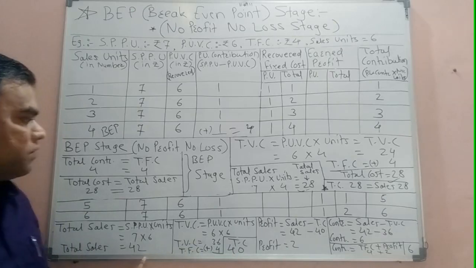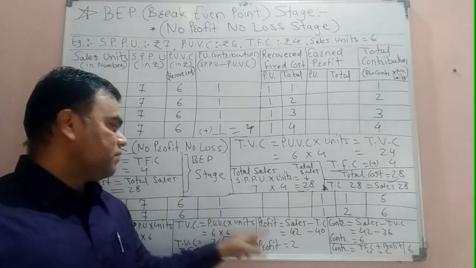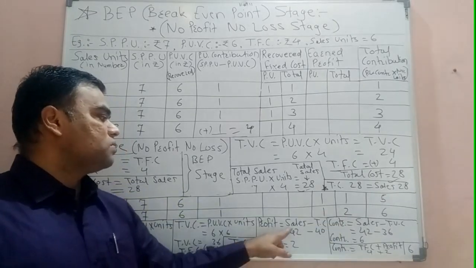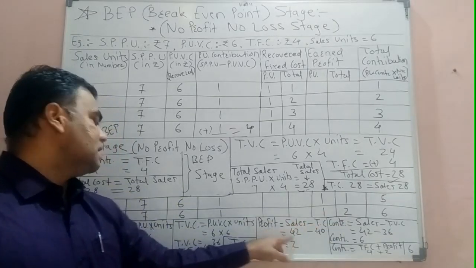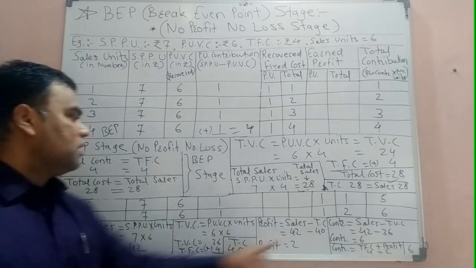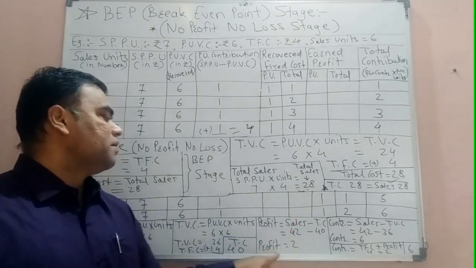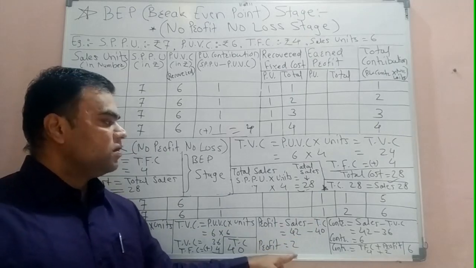Total sales is 42. And how much is our profit? When we sell 6 units, 2 rupees is our profit. How? Profit is equal to sales less total cost. Sales, which is rupees 42, less total cost, which is 40. So 42 less 40, profit is rupees 2.